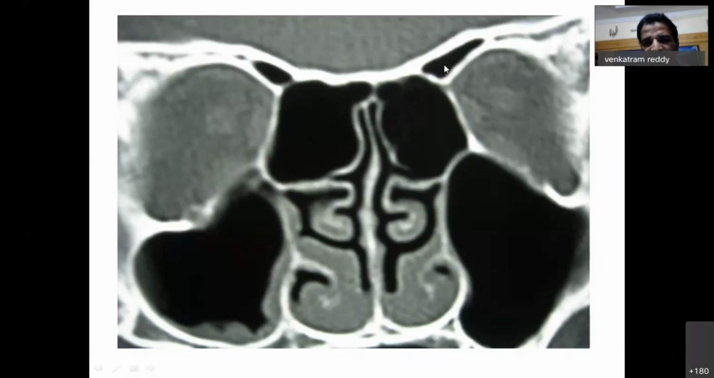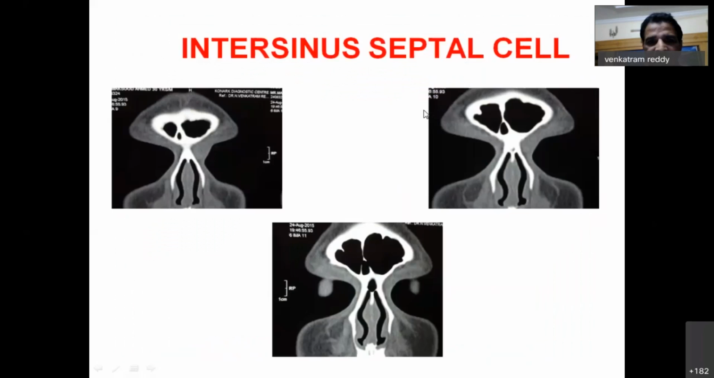This is the frontal sinus. So the frontal sinus pneumatization is going posterior, very much posterior to the posterior end of the posterior ethmoidal cells. So the frontal sinus pneumatization sometimes goes back very far behind the posterior ethmoids. So you have to make a note of it.